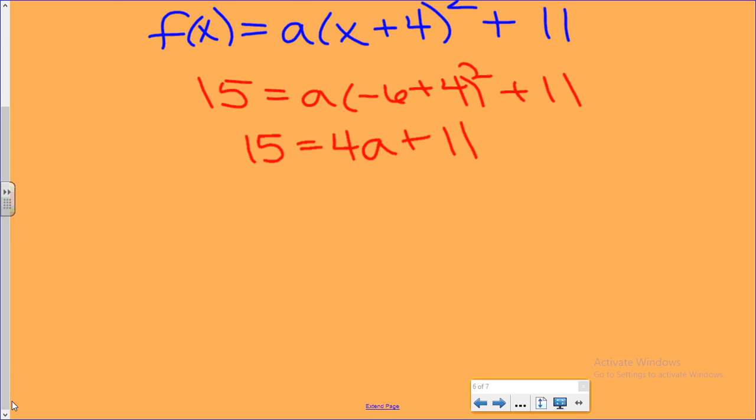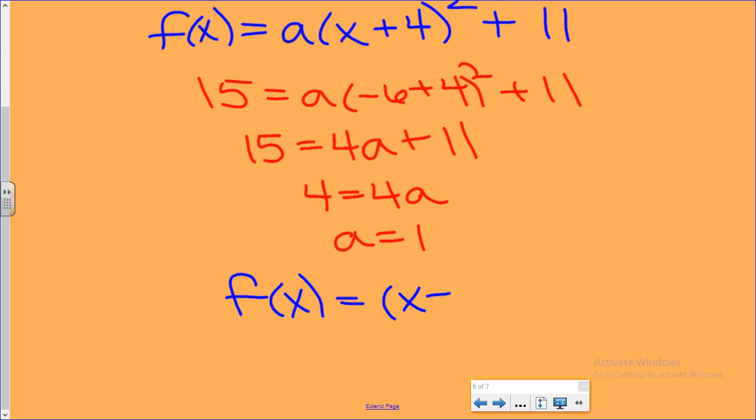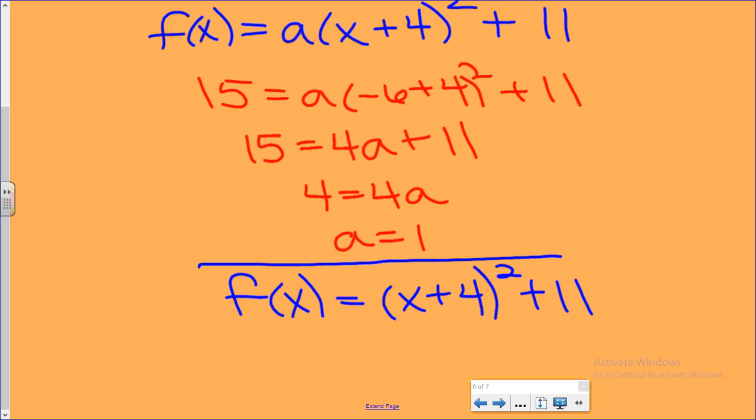If we subtract 11, we get 4 equals 4a. Well, that's nice, right? A equals 1. So we can write that the standard form of this parabola is 1 times (x plus 4) squared plus 11.